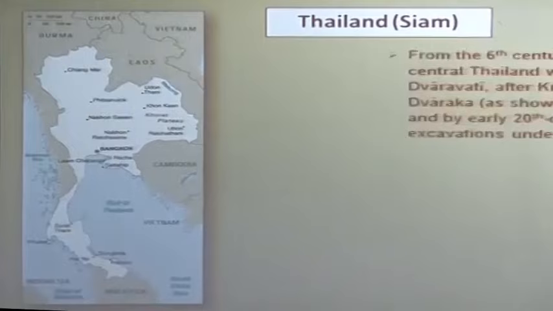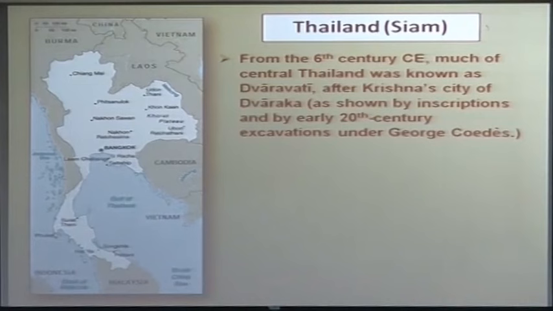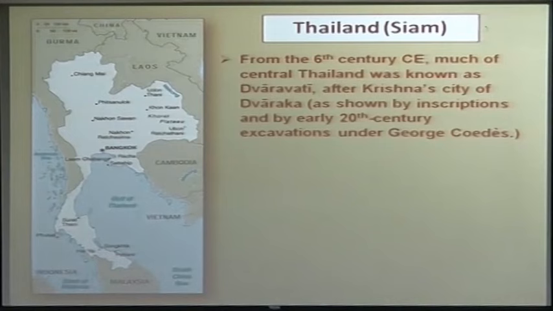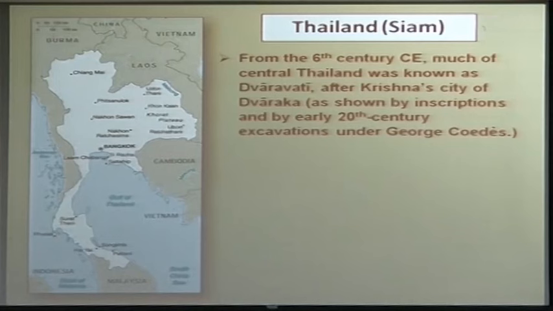Again, pronunciation not guaranteed. Now we move to Thailand, one of whose names was Siam, but anyway, this is a more complex evolution. From the 6th century CE, much of central Thailand was known as Dwaravati, so that is Dwaraka, of course. So you see how proper names are just lifted wholesale and implanted on the landscape to create their own sacred geography, if I may recall the concept we saw the other day.